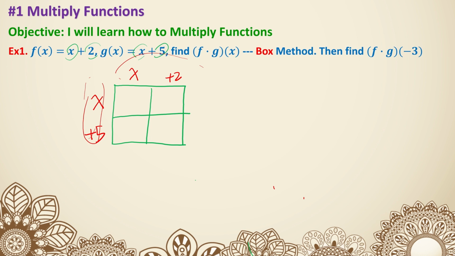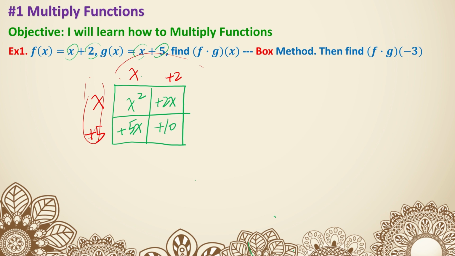So this box makes sure that happens. So first, x times x, that is going to be x squared. And then plus 5 times x is a plus 5x. X times plus 2 is a plus 2x. And then plus 5 times plus 2 is a positive 10.